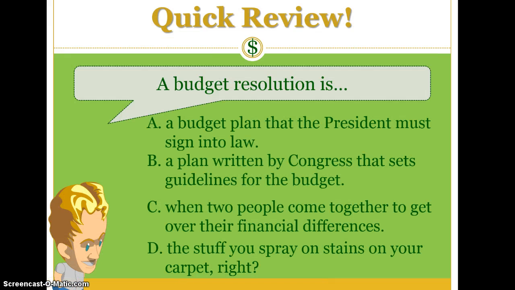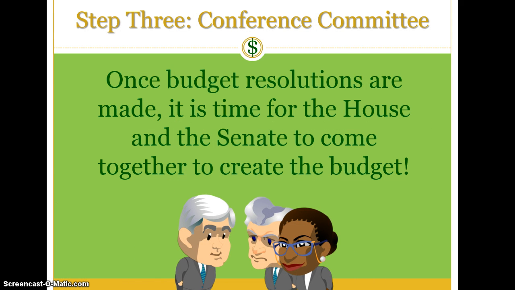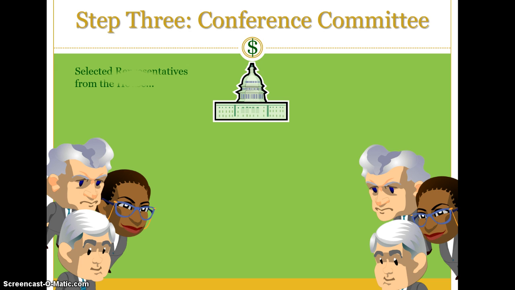Quick review. A budget resolution is a plan the president must sign into law, a plan written by Congress that sets guidelines for the budget, when two people come together to get over their financial differences, or the stuff you spray on stains on your carpet, right? I know you got this one right. B. Once budget resolutions are made, it's time for the House and the Senate to come together to create a budget. Step 3, it's a conference committee.